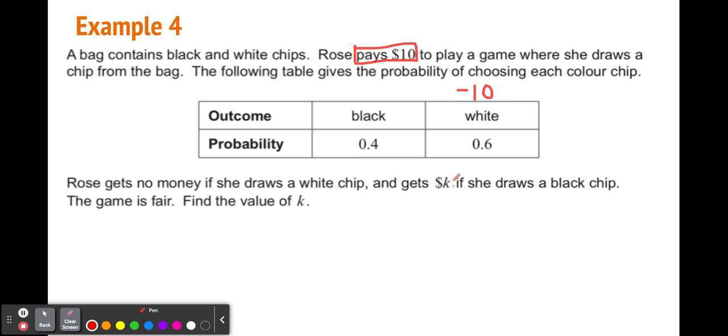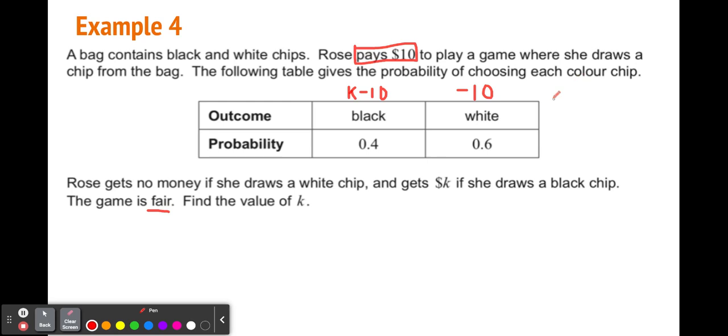While she would get K for a black. Now remember, she would get K dollars, but she still paid $10. So the outcome would be whatever they give her minus the $10. So these would be two outcomes for the black and white. If we know that our game is fair, then we know that the expected value should add up to 0.